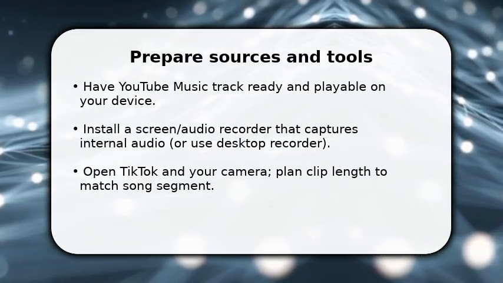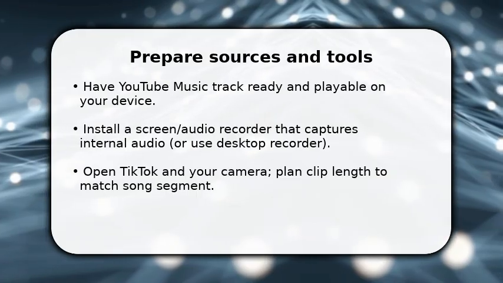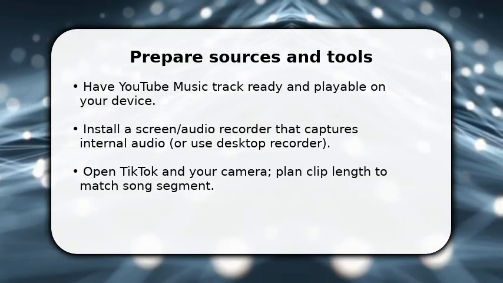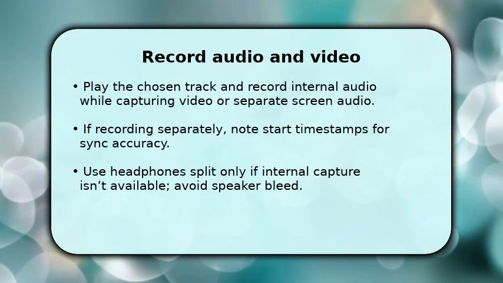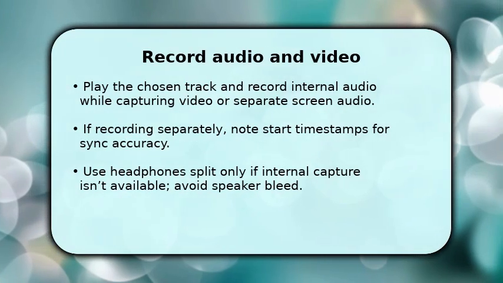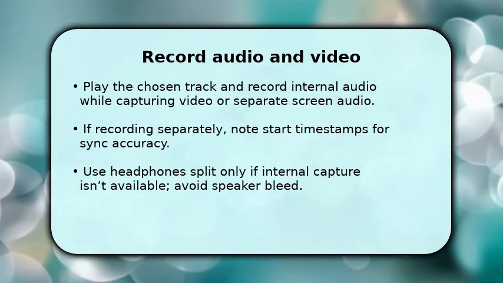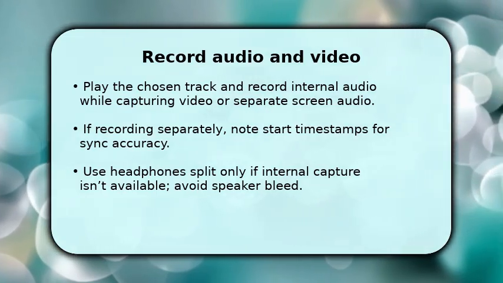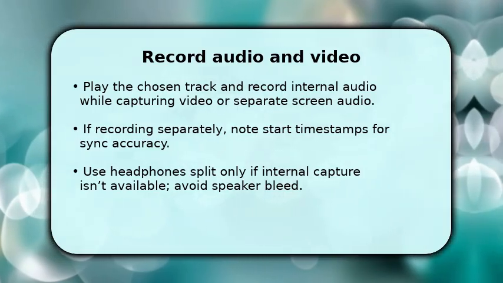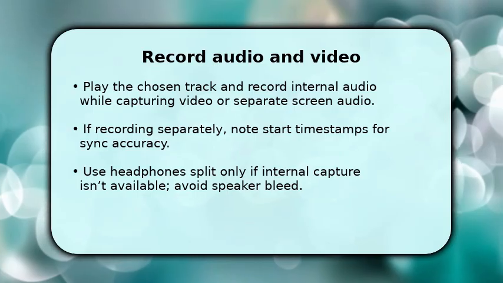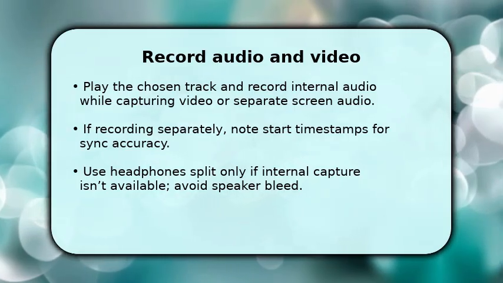This is about capturing the audio correctly so TikTok treats it as your original sound later and keeps the sync clean with your visuals. Now record. Play the YouTube Music segment and record internal audio while you film, or capture audio first and film to match it later. If you record audio separately, mark a clear clap or visual cue to align in editing. This makes syncing fast and exact.